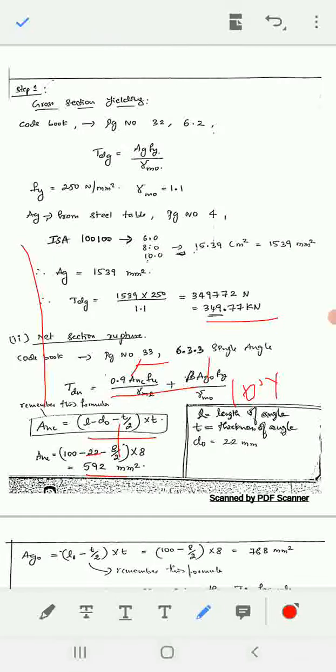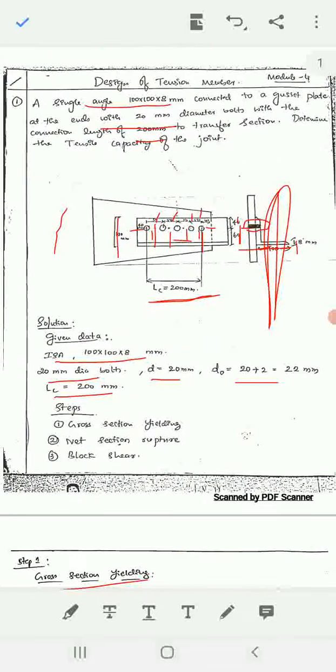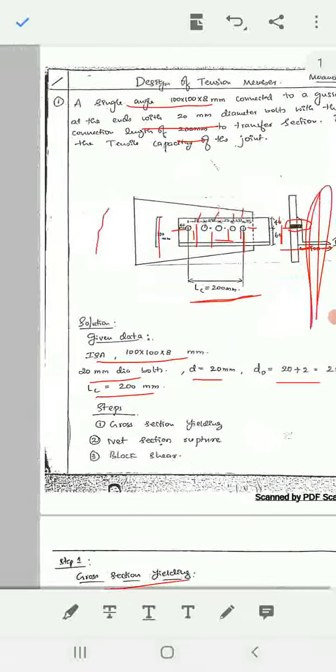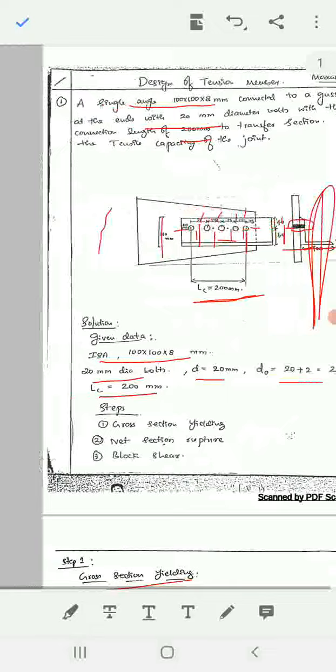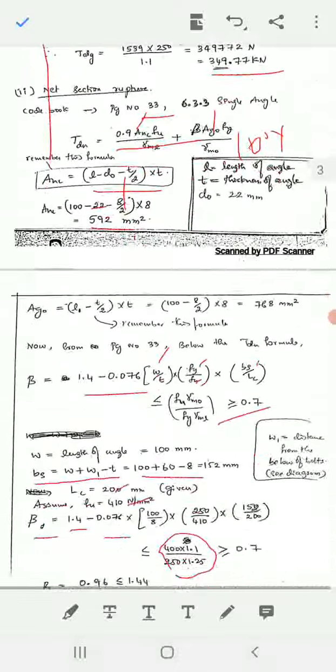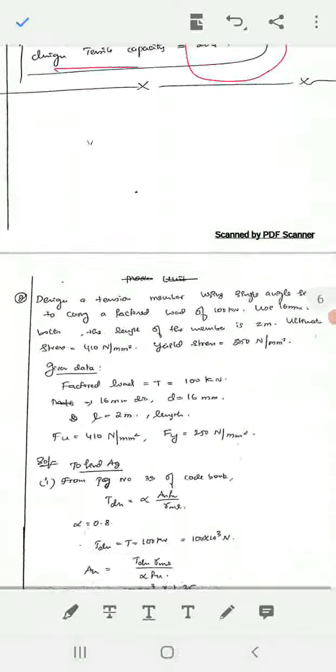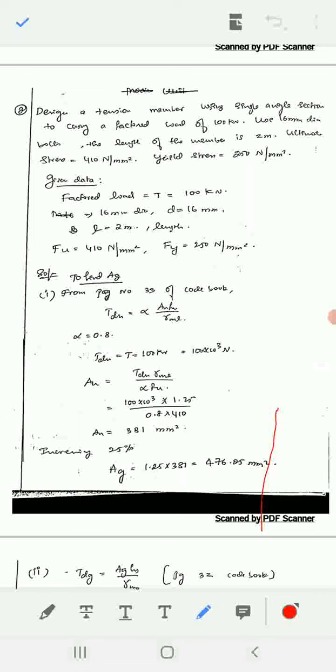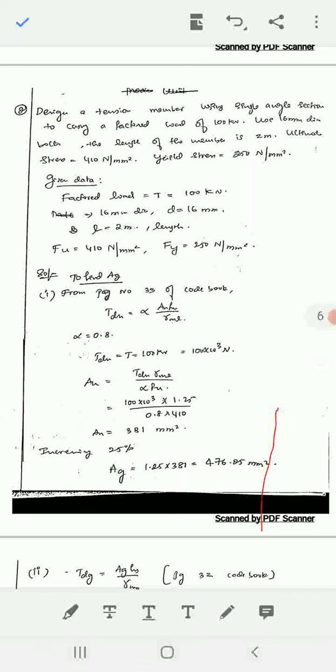Okay, in the first problem they given find out, determine the tensile capacity. Here determine the tensile capacity of the joint, right? Here in the second question, see, first itself they given design, right? They didn't give an angle, we have to design the angle. In the first question they given angle of 100 into 100 into 8 mm. Here they didn't give an angle, that is they told to design angle using these loads.